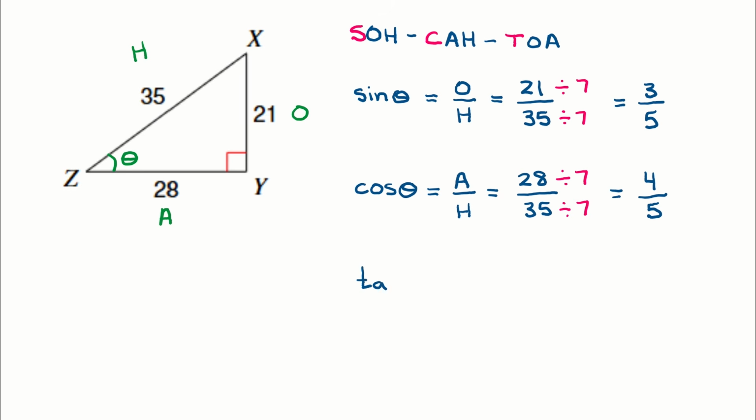Lastly, we have tan. So tan of theta would be equal to opposite over adjacent. Our opposite side is 21, and our adjacent side is 28. These are once again both divisible by 7. So this one reduces to 3 over 4.